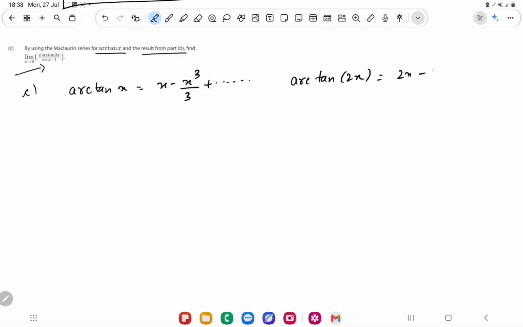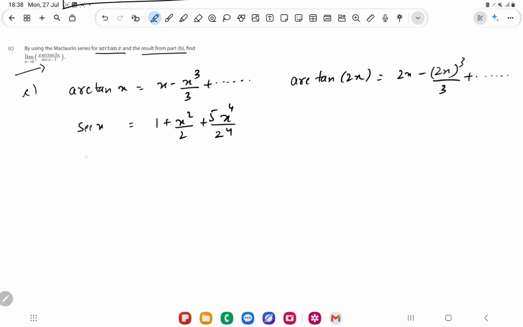Now in this question, by using the Maclaurin series for arc tan x, which is there in your formula booklet, and results from part B, we have to write this. So let me first write what the arc tan x expansion is. This is x minus x cubed over 3 plus and so on. But I don't need this, I need arc tan 2x. So I will replace x by 2x. So this will be 2x whole cubed over 3 and so on. Now just now I got my sec x expansion as 1 plus x squared over 2 plus 5x to the power 4 over 24.